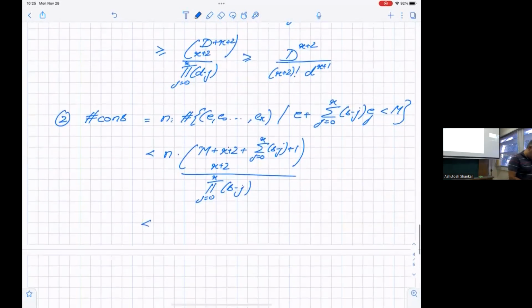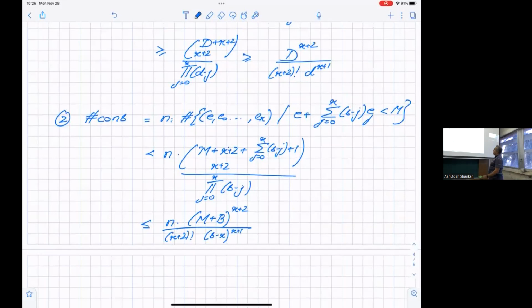So I'm going to write this as n times the r plus 2 factorial. I'll bring it down again. Here I'm going to put the largest term. The largest term is n plus b to the power r plus 2. I'll write down what that b is. And here I put the smallest term, s minus r to the power r plus 2. Fair enough. So I notice this b is just some function of s and r.